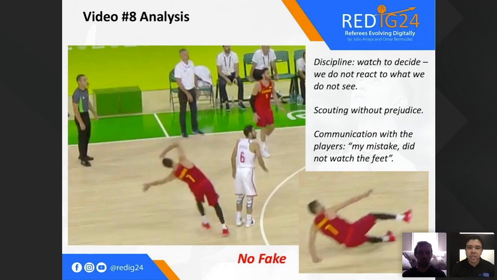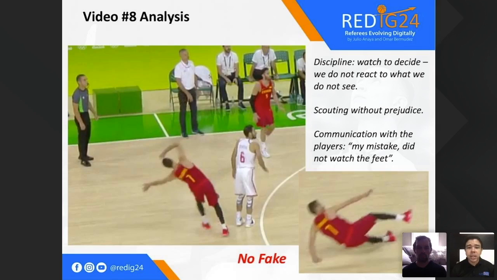First, discipline. We watch and then we decide. If we don't see something, we don't have to react. And this is something we usually do: when we see a player on the floor, we react. Oh, he's faking, because I didn't see a foul and he's on the floor. So if we don't see why he's on the floor, then we cannot react. We cannot say something we don't know.